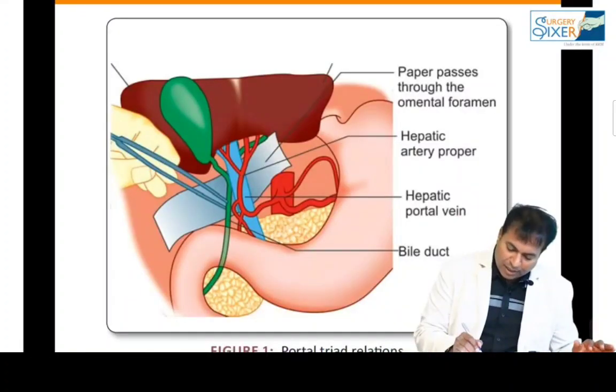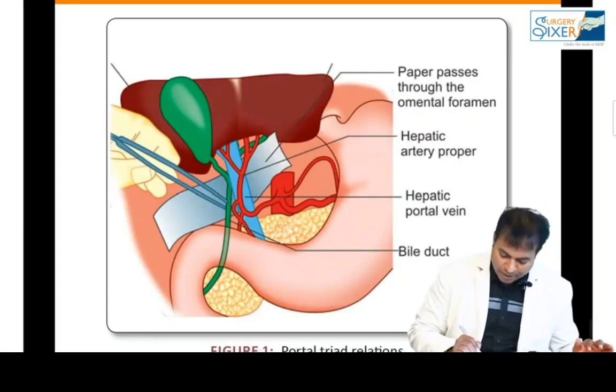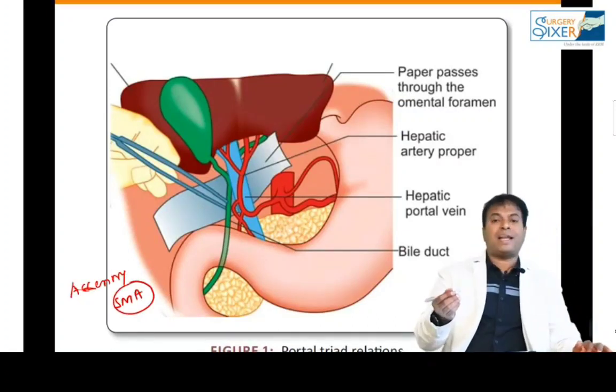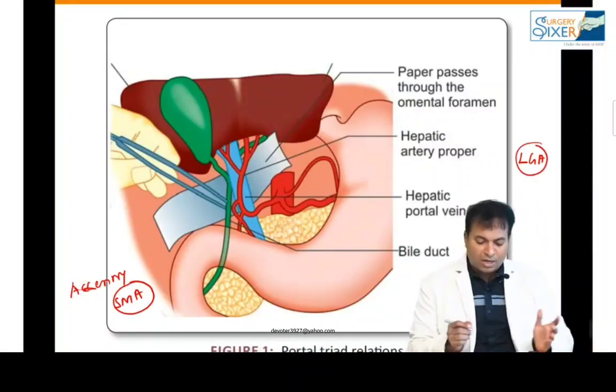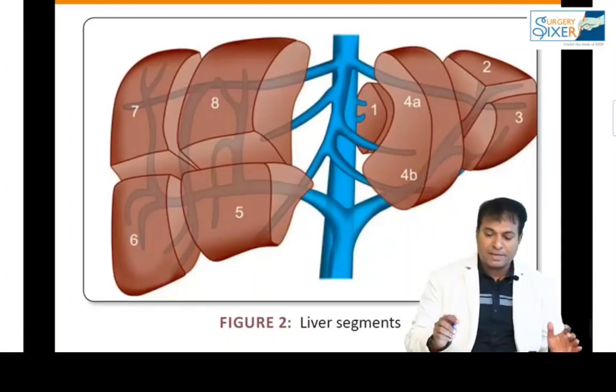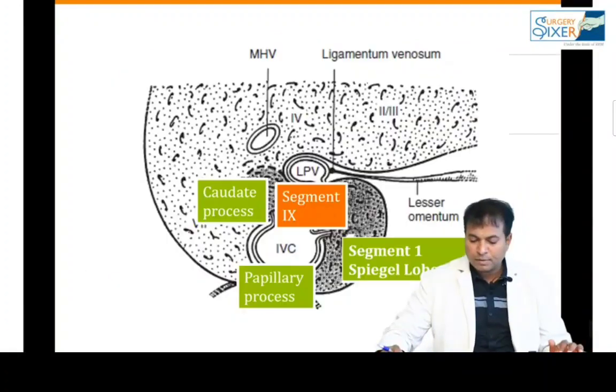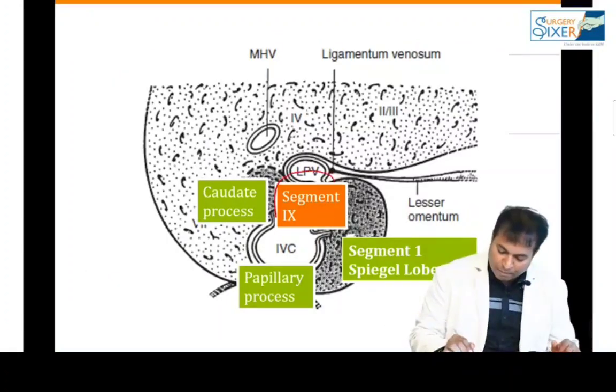So accessory right hepatic artery comes from where? Accessory right hepatic artery comes from the superior mesenteric artery. Accessory left hepatic artery comes from the left gastric artery. So these are the 8 segments. Please don't forget segment 1. And this is what I told you. Segment 1 is further divided into segment 9 and Spiegel lobe.